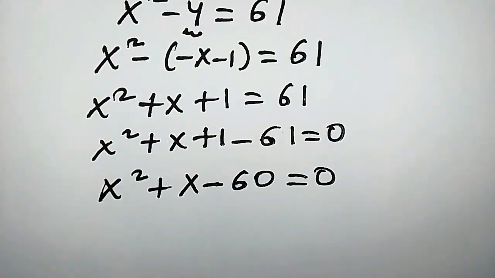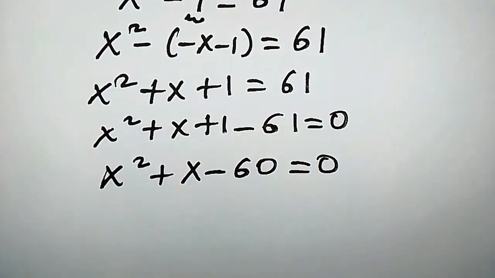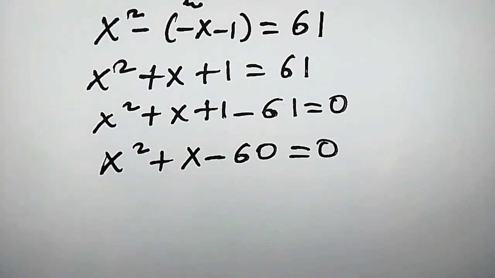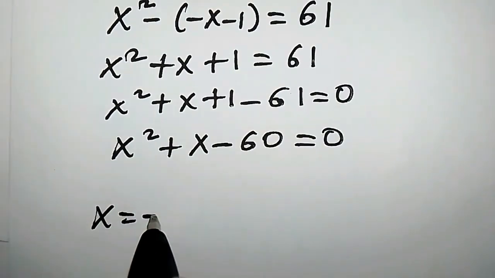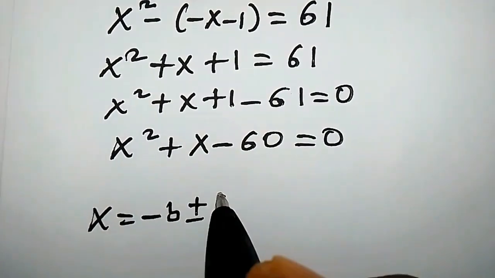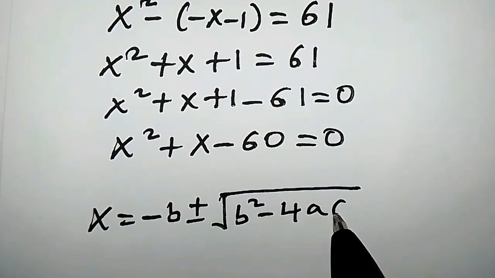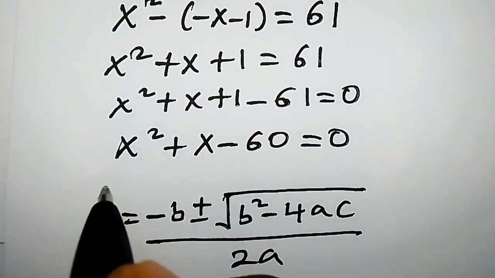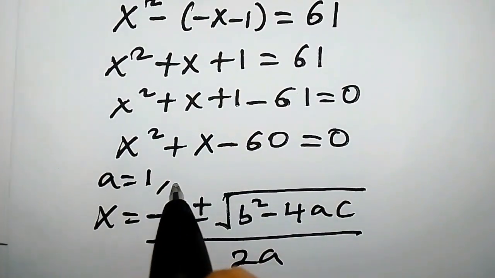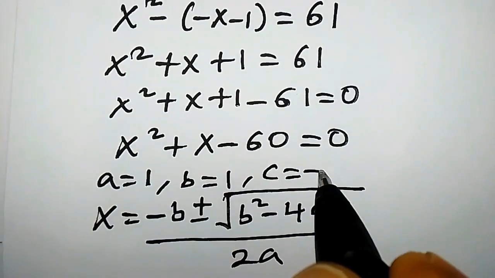You will notice that we can solve this quadratic equation using the quadratic formula because it is not factorizable. The quadratic formula says x is equal to minus b plus or minus square root of b squared minus 4ac, divided by 2a. From this equation, a is equal to 1, b is also equal to 1, and c is equal to minus 60.